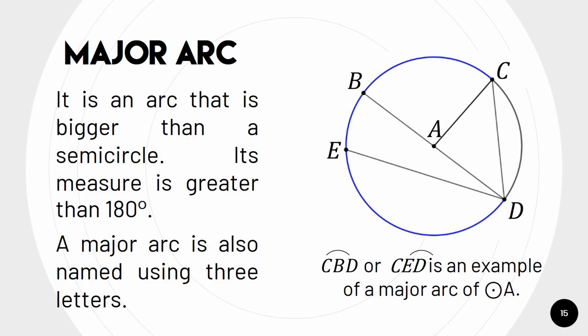The last type of arc is the major arc. It is an arc that is bigger than a semicircle. Its measure is greater than 180 degrees, which is also named using 3 letters. On the figure, we may say that arc CBD or arc CED is an example of a major arc of circle A. Point C and point D are the endpoints of this arc, wherein we can choose between point B and point E for the included point in naming this arc.